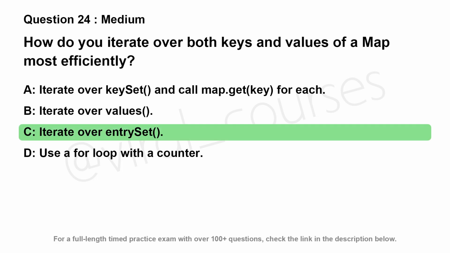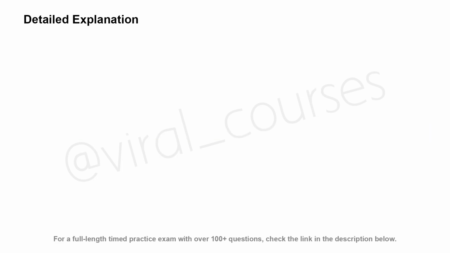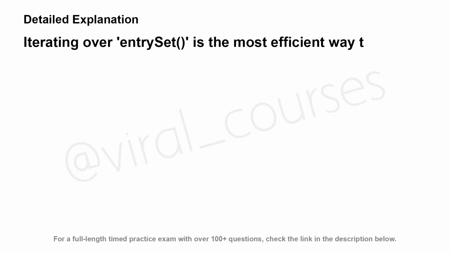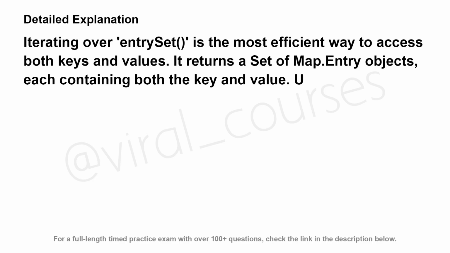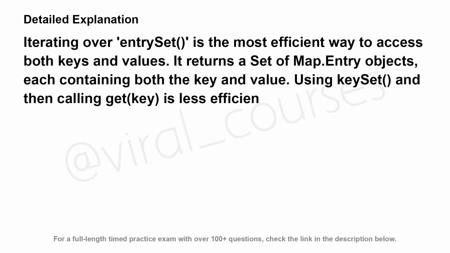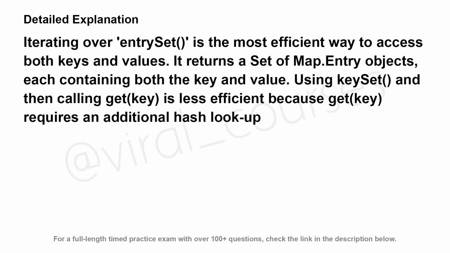The correct answer is C. Iterating over entrySet is the most efficient way to access both keys and values. It returns a set of Map.Entry objects, each containing both the key and value. Using keySet and then calling get(key) is less efficient because get(key) requires an additional hash lookup for every single element.